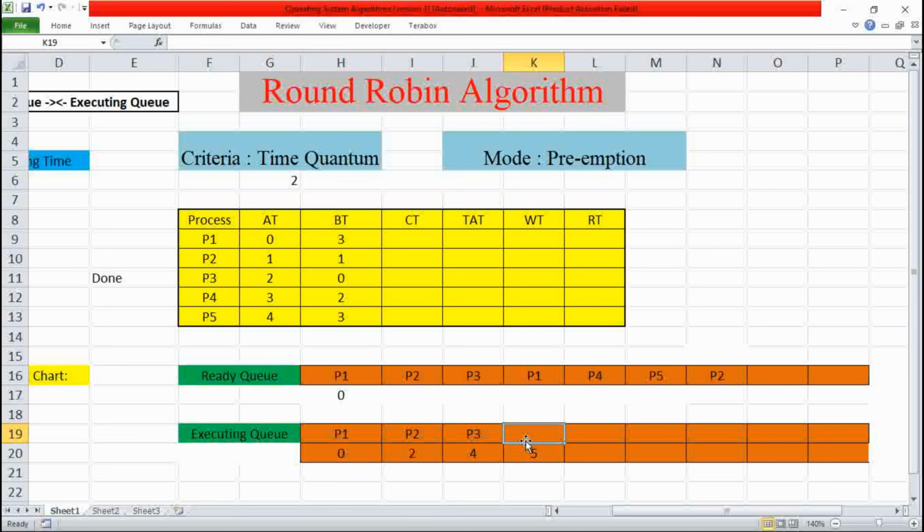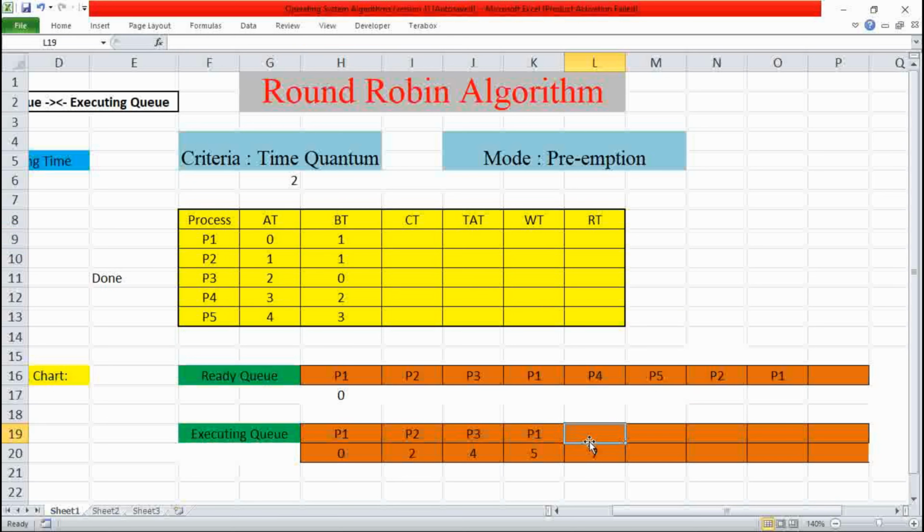Now again comes the time of P1. So right here P1. P1 is requiring 3, but the CPU is giving only 2 seconds. So it will be 5 plus 2, 7. So it will become 3 minus 2 is equal to 1. Now, was our P1 completed? No. So it will again go back to the ready queue, P1.